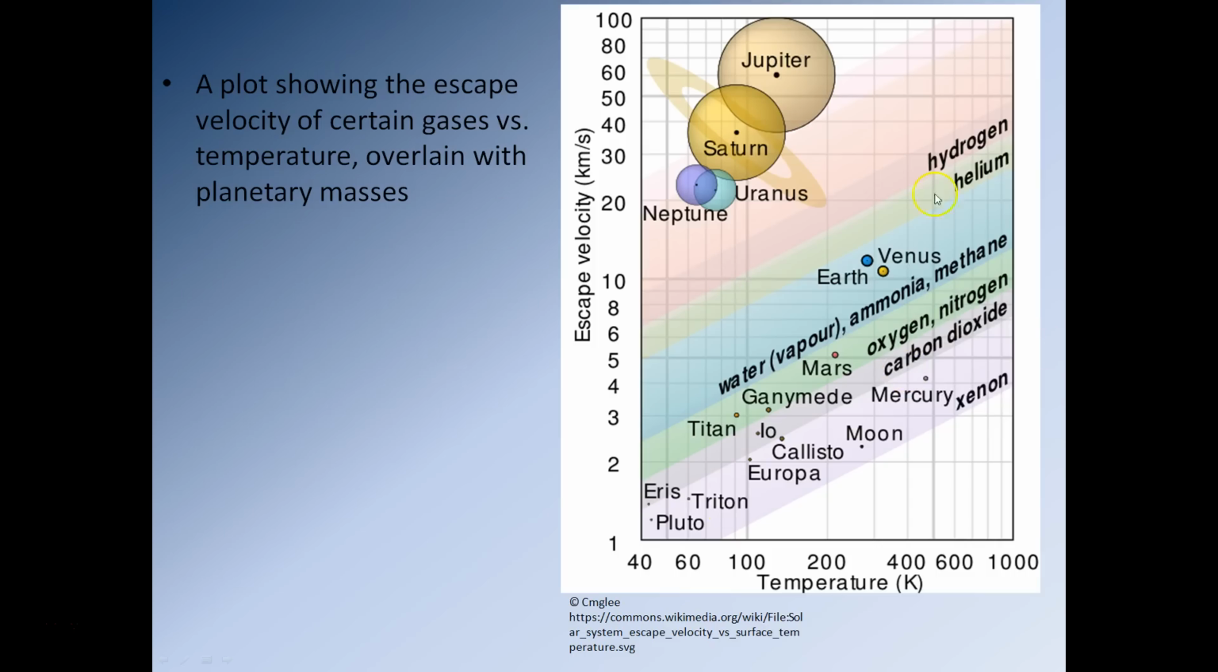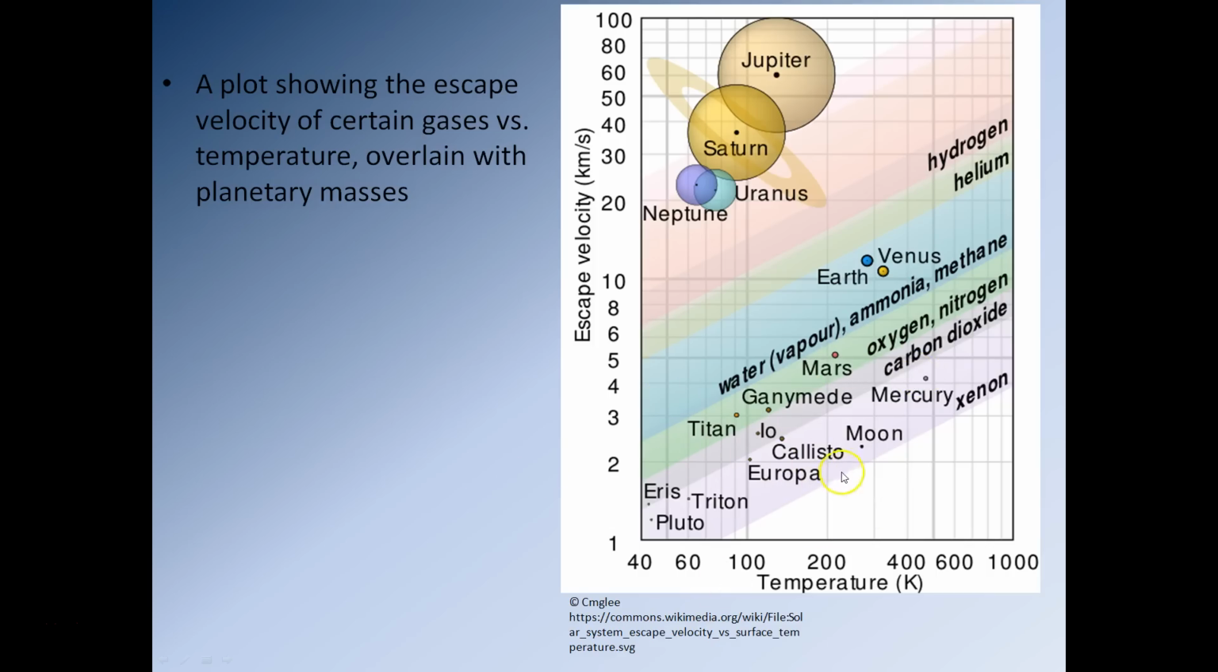Just to show you how this works. So here we have a diagram, temperature here, escape velocity here. So that's essentially the escape velocity for the gases. And as you can see, we have these coloured bands cutting across the diagram. So we have xenon, carbon dioxide, oxygen, nitrogen, water vapour, ammonia, methane, helium and hydrogen. And overlaid in this diagram, you can see individual planets and satellites.